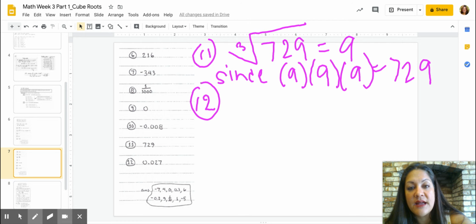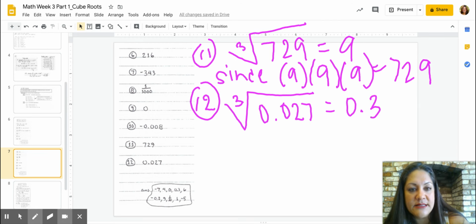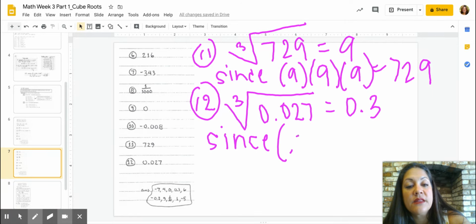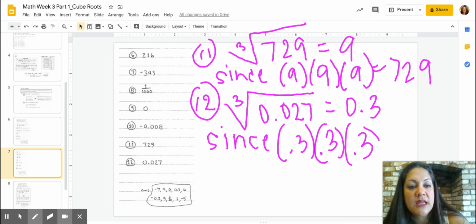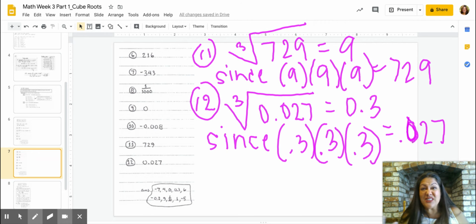Number 12, we have the cube root of 0.027, and that equals 0.3 or 3/10. Since 0.3 times 0.3 times 0.3 equals 0.027. Okay, we're all done with that one. Let's move right along.